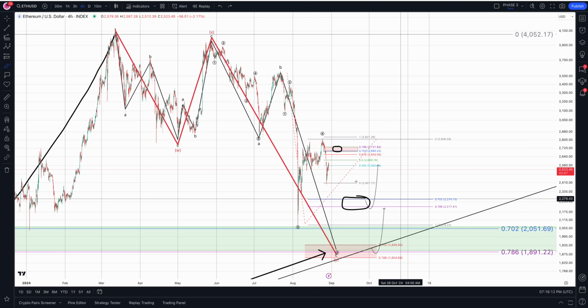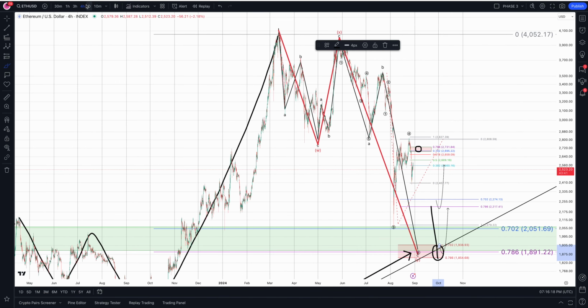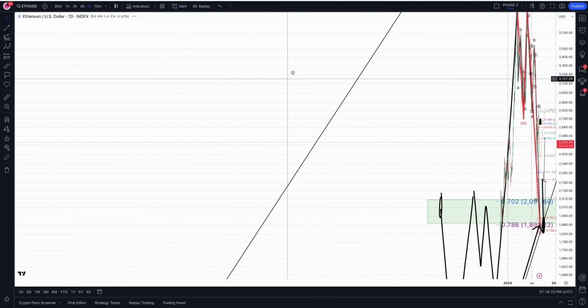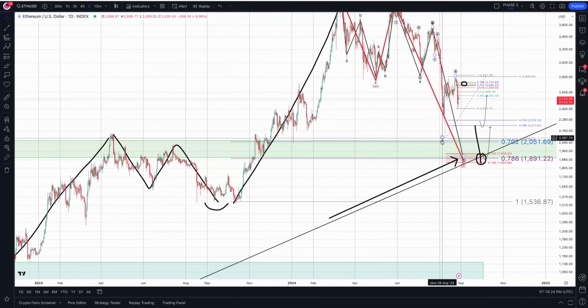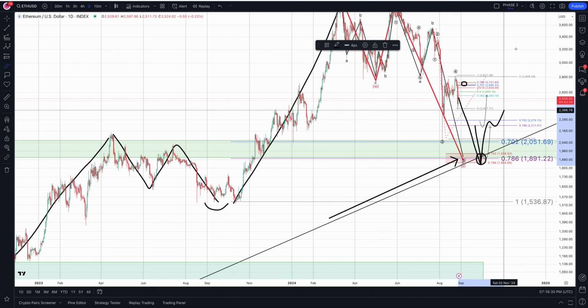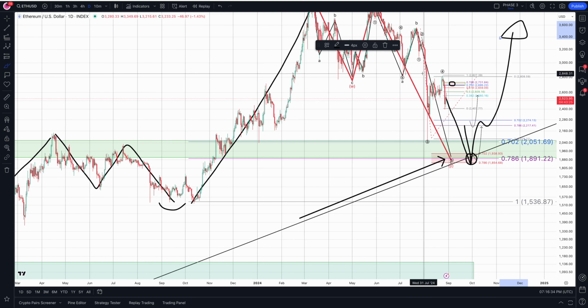Or if we lose 2217, then it's likely it'll come down to the 1891 region to backtest this Wyckoff accumulation range. Okay, we already backtested it here at the 70.2% fib, but let's be open-minded to the possibility of us having one more drive down here for a double backtest before continuing higher.